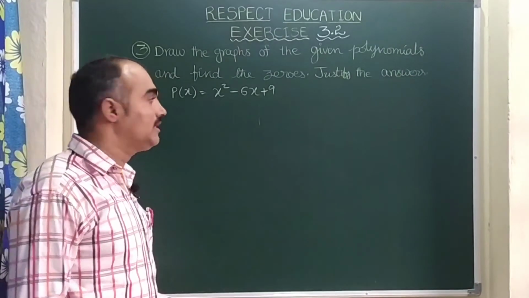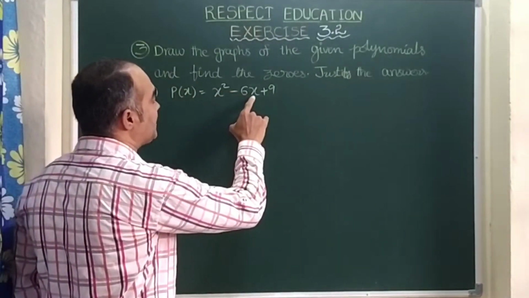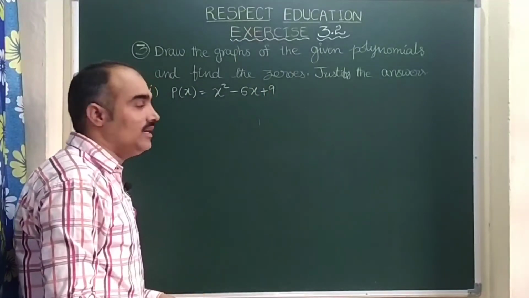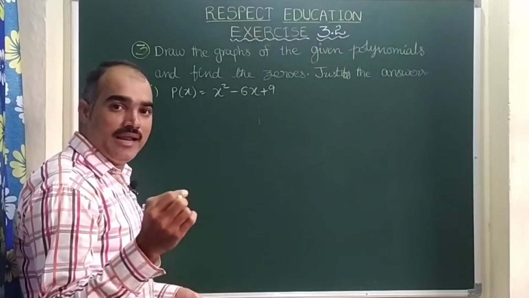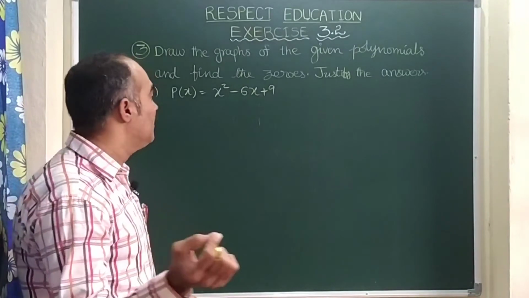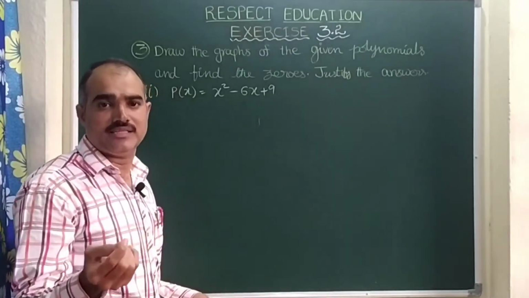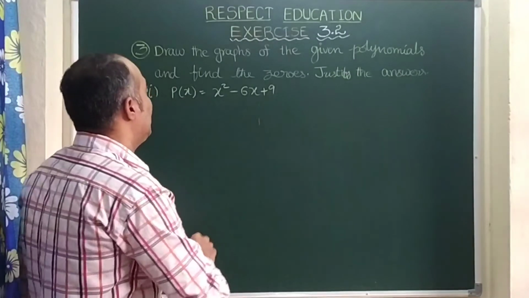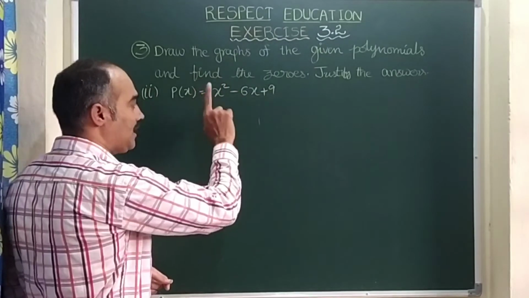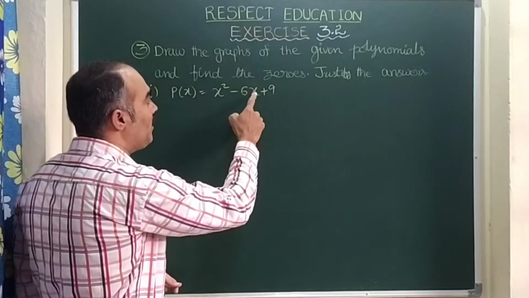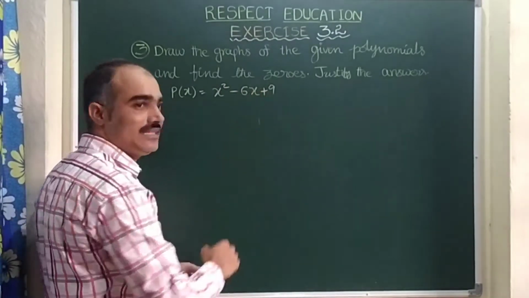Now let us see the next bit, that is the second bit. P of x equal to x square minus 6x plus 9. Before selecting the values, let us check a small number whether we get the answer 0 or not. Let us test before taking more values. For example, if I take minus 1, then minus 1 whole square is plus 1. Minus 6 into minus 1 is plus 6. So 1 plus 6 is 7, 7 plus 9 is 16.